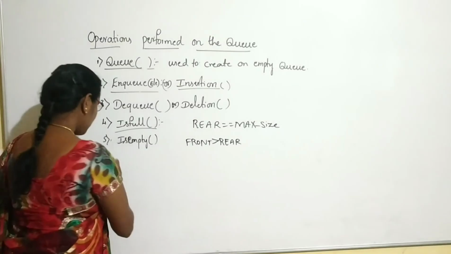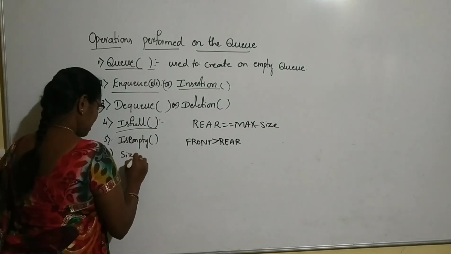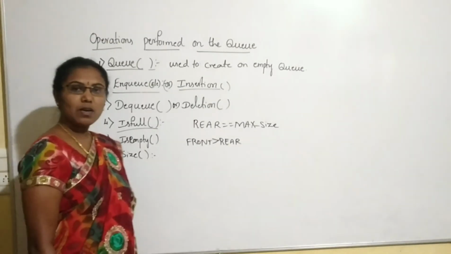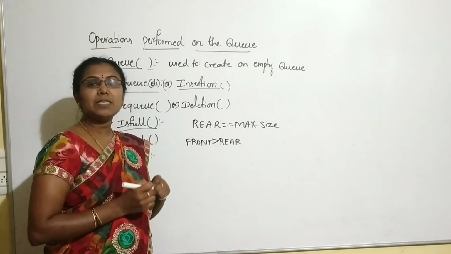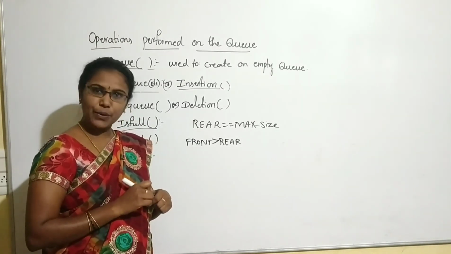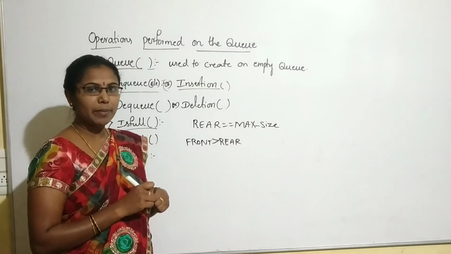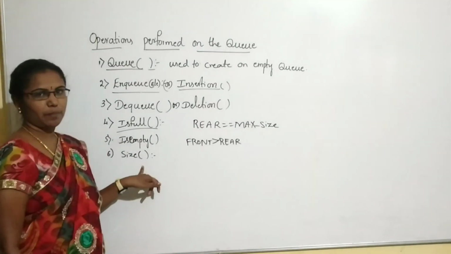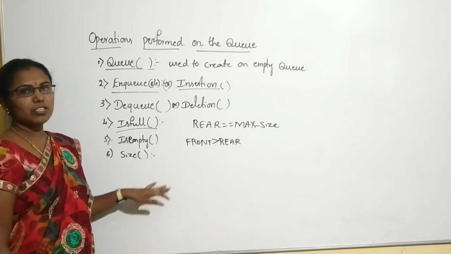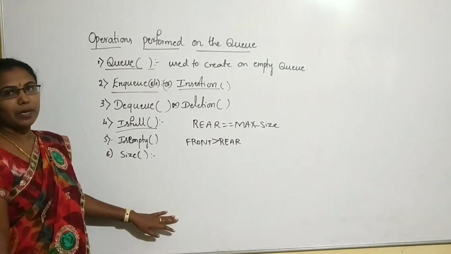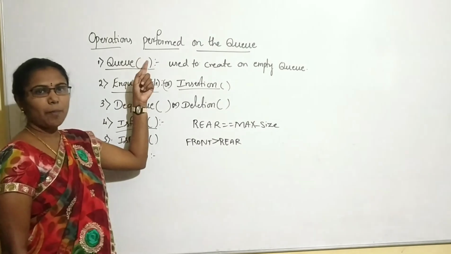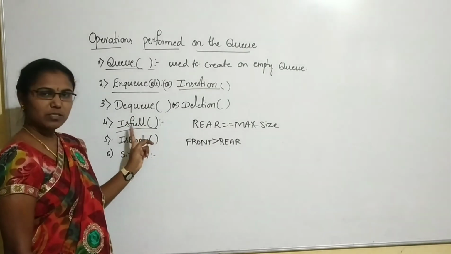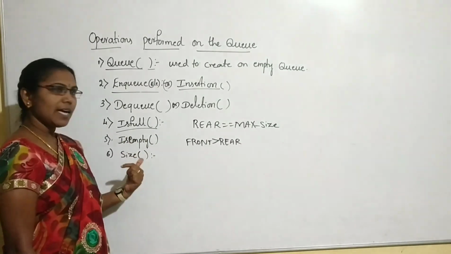Clear? Next, the sixth operation, the size operation. The size operation represents the maximum number of elements that can be stored in the queue. We were using a peek function in the stack, and that peek function also comes in the queue. Those are all the operations: create queue operation, NQ operation, DQ operation, is full operation, is empty operation, size operation.